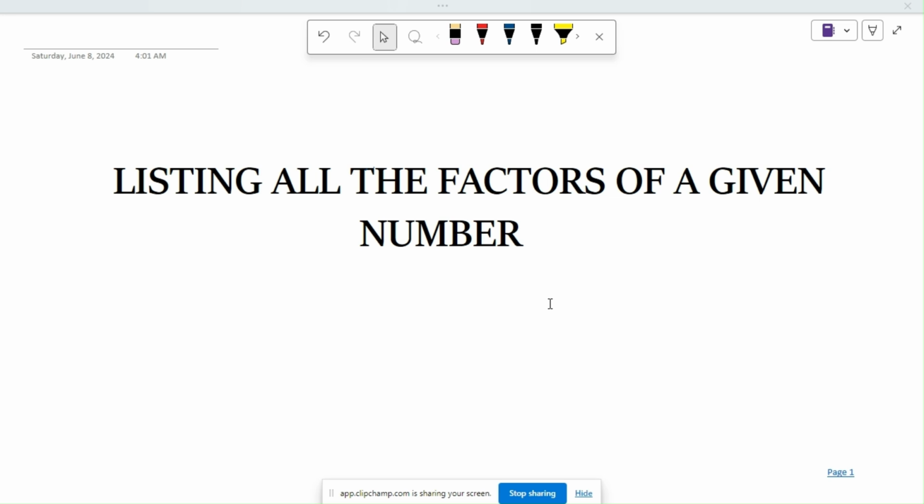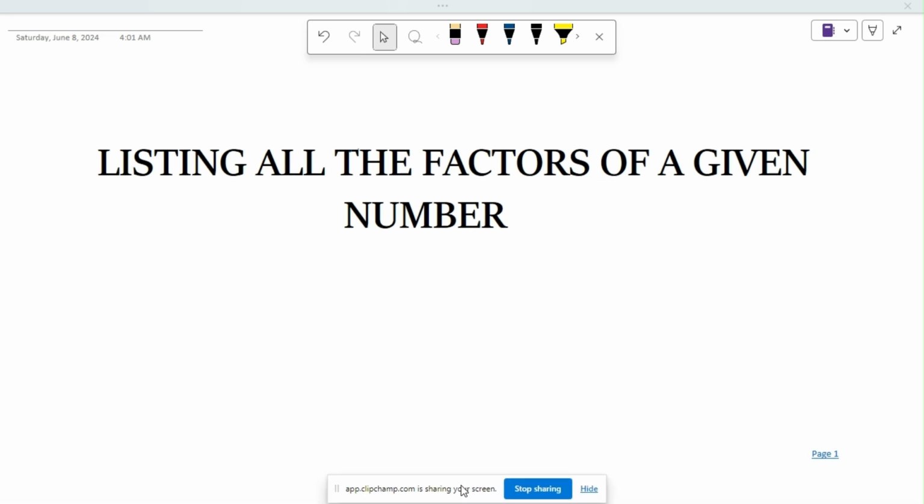In the previous topic, I said that a factor is a whole number that when it divides another whole number, it gives a whole number as an answer. That is, it divides another whole number without leaving a remainder. So a factor is a whole number that divides another whole number without leaving a remainder.